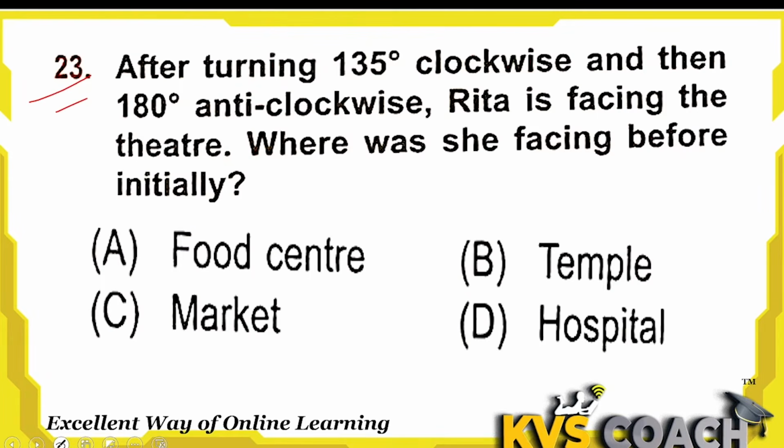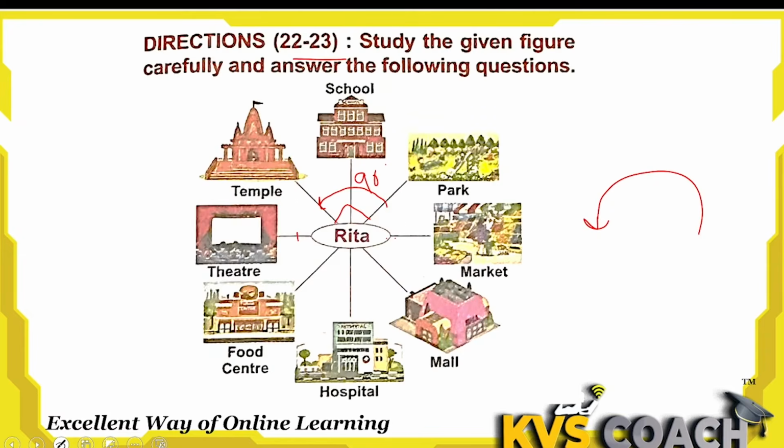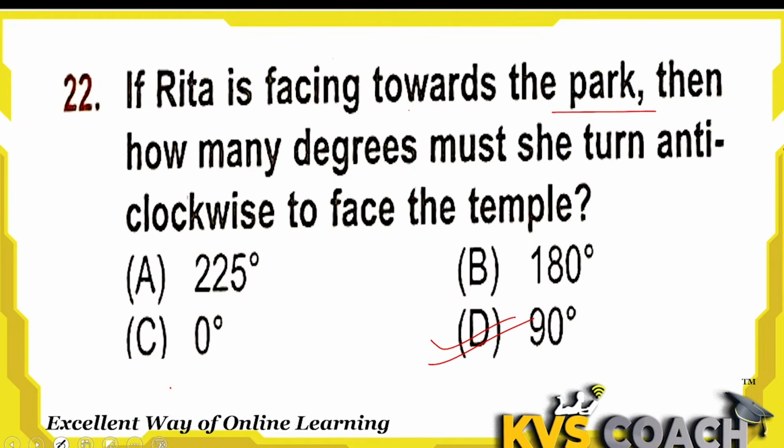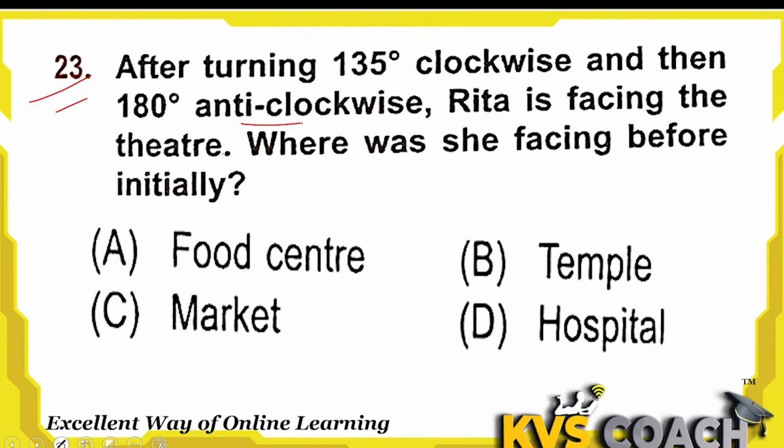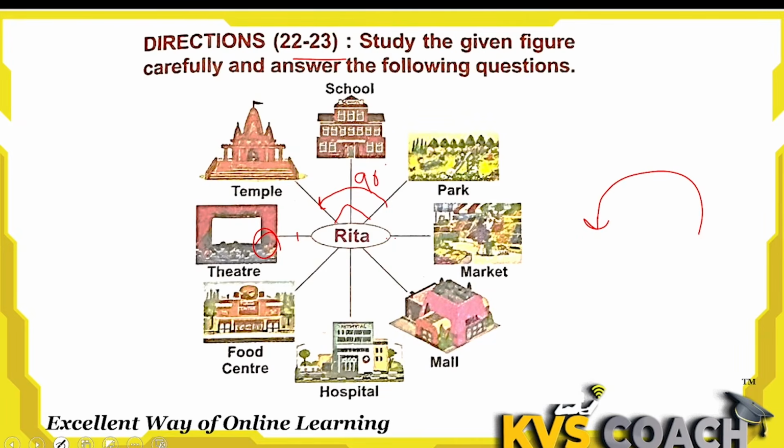Question 23. After turning 135-degree clockwise and then 180-degree anti-clockwise, Rita is facing the theatre. Where was she facing before, initially? Okay. After turning 135-degree clockwise and 180 anti-clockwise, she reached the theatre. So she reached the theatre after the 180-degree turn. They are saying, okay, so 180-degree anti-clockwise turn was like this.